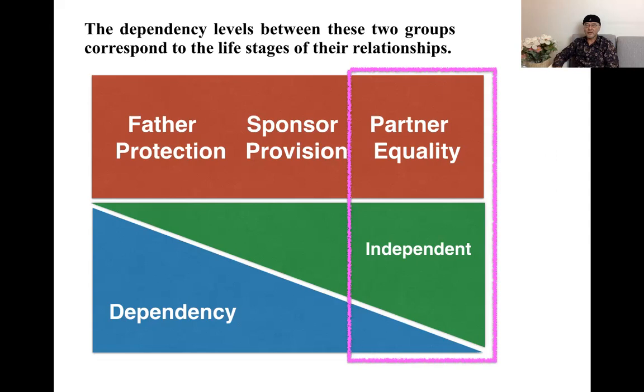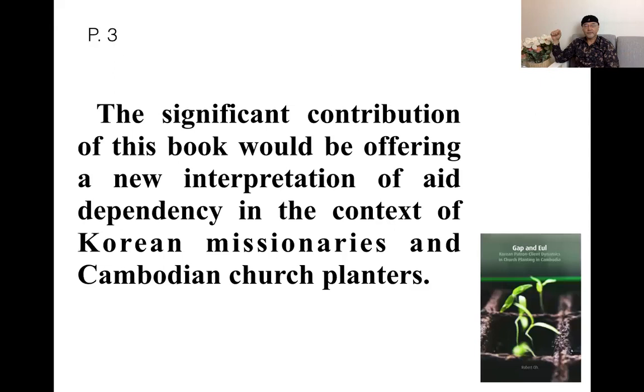That would be social contract based. This is relationship based. That's what Kap and Ur is. Right? So the relationship doesn't change, the function changes. So for partner, the keyword is equality, the keyword is partnership. The fairness, equal. So the significant contribution of this book would be offering a new interpretation of aid dependency in the context of Korean missionaries and Cambodian church planters.